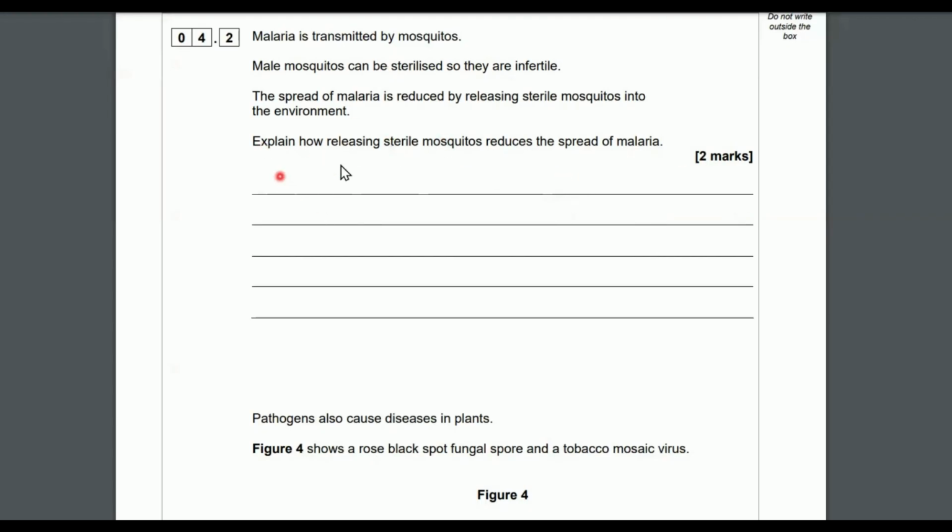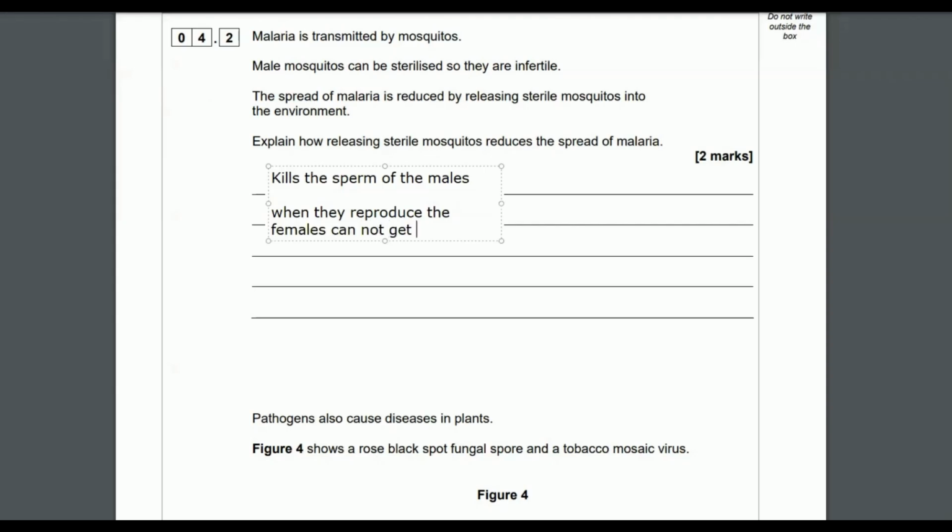I've just got to put that in words. Explain how releasing sterile mosquitoes... So we want to say it kills the sperm of the males when they reproduce. The females cannot get pregnant, or do not produce offspring. I'm sure you could just write decrease in population of mosquitoes.